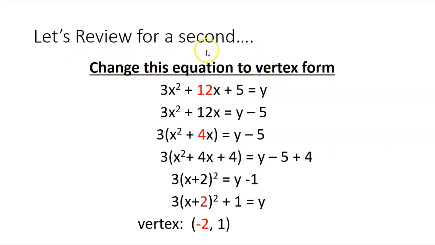All right, I'm going to review with you just for a second here how you change a standard form equation, like this one up here, 3x squared plus 12x plus 5, into a vertex form equation we have down here. But the reason I'm reviewing that with you is because I want you to watch what happens to this number here. So in the second step, nothing happens to it. But in the third step, that number changes. It becomes 4 because it got divided by 3.